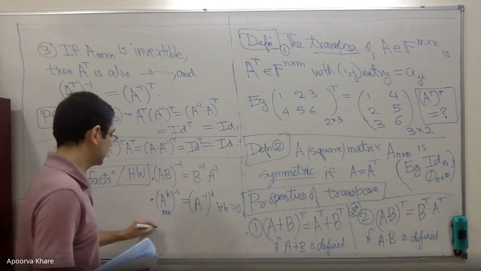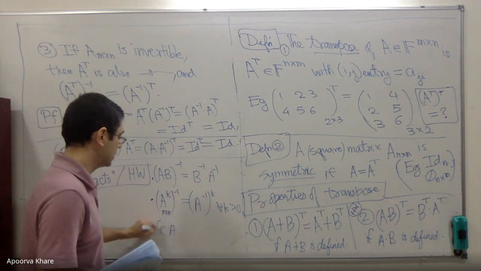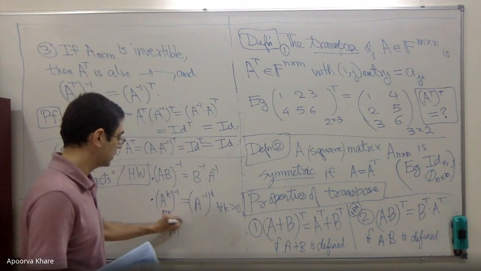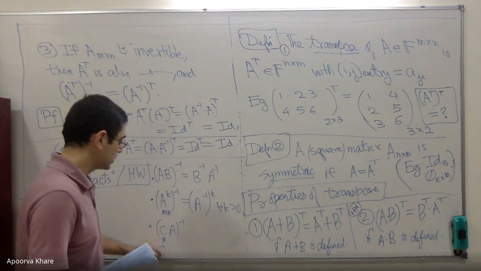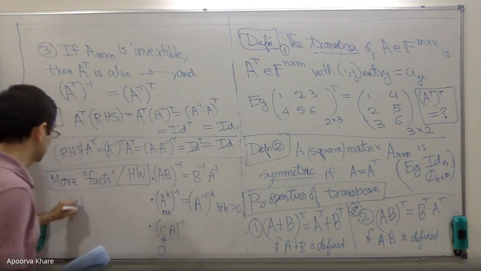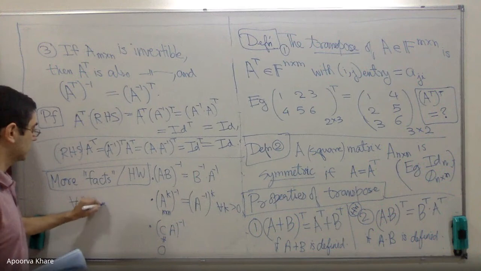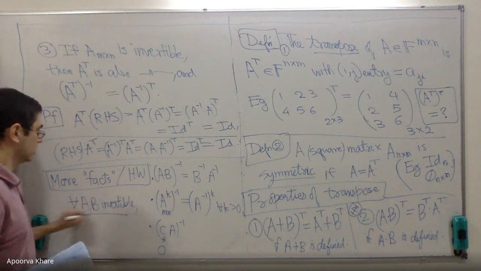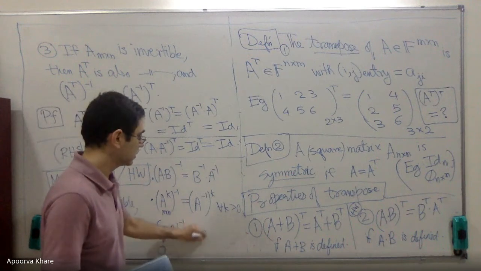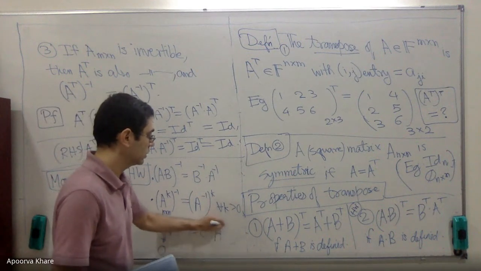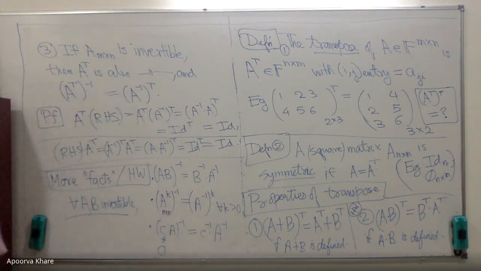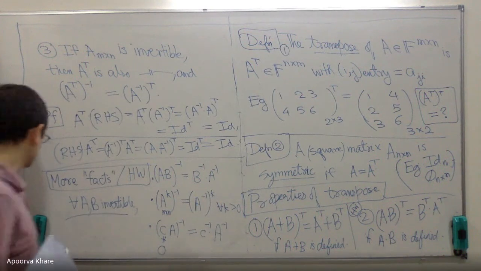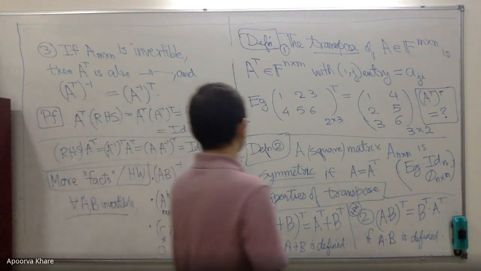Similarly, if you take any constant times A, just a scalar multiple, and take the inverse, as long as the constant is non-zero and A is invertible, then this is again just the reciprocal of the constant times A inverse. Okay, so these are probably also homework questions.